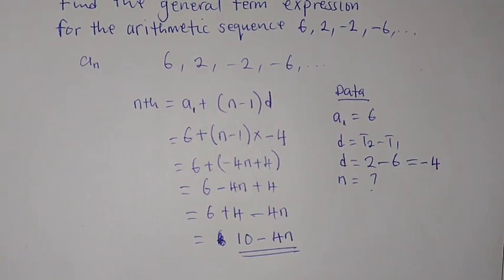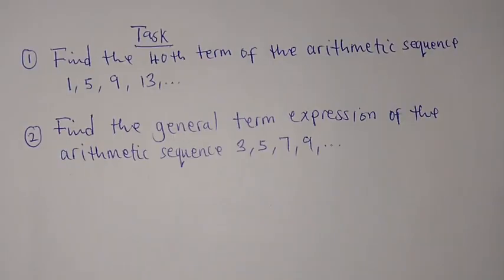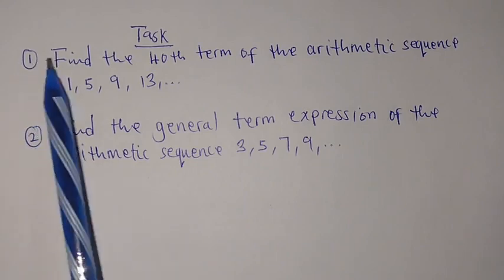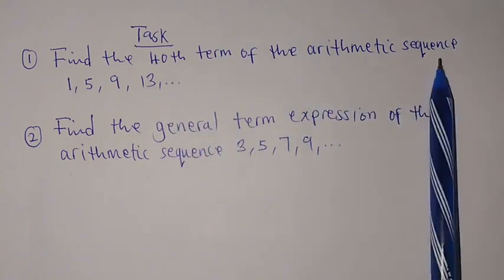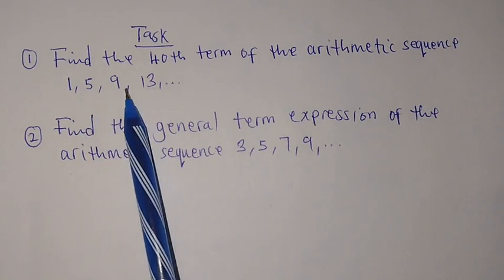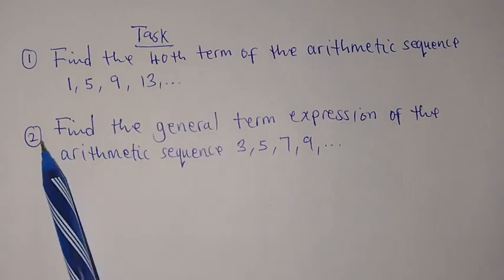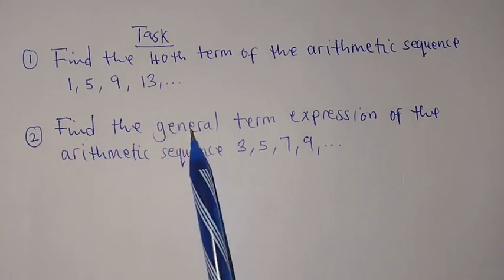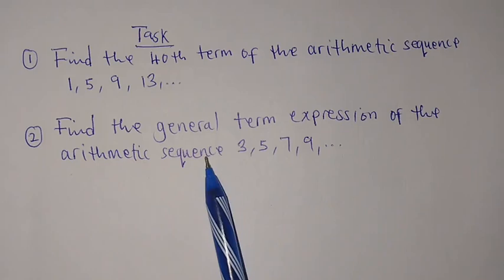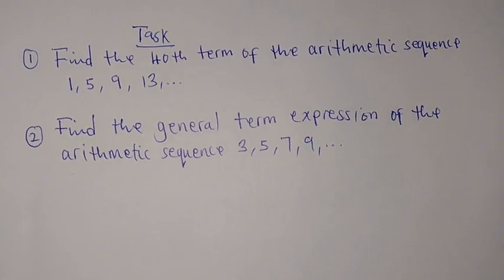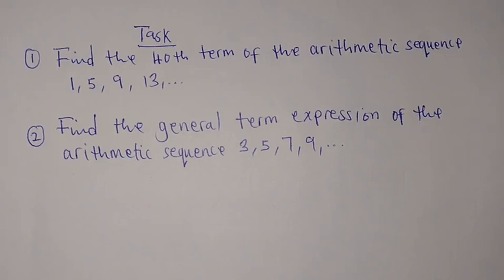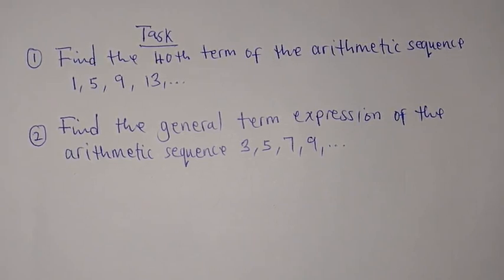Okay, so this is our lesson 1. Let me just now give you an exercise for you to try to work out. So you have question 1 and 2. Question 1, find the 40th term of the arithmetic sequence 1, 5, 9, 13. Number 2, find the general term expression of the arithmetic sequence 3, 5, 7, 9. So this is just our lesson 1. Make sure that you go through this work and answer. Then I'll post lesson 2 very soon.